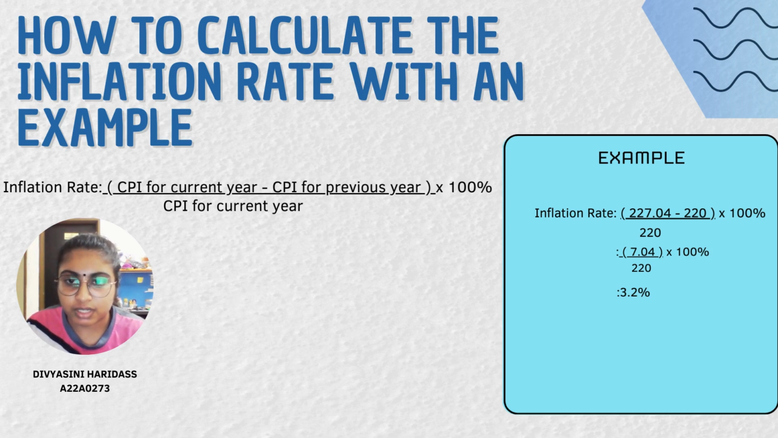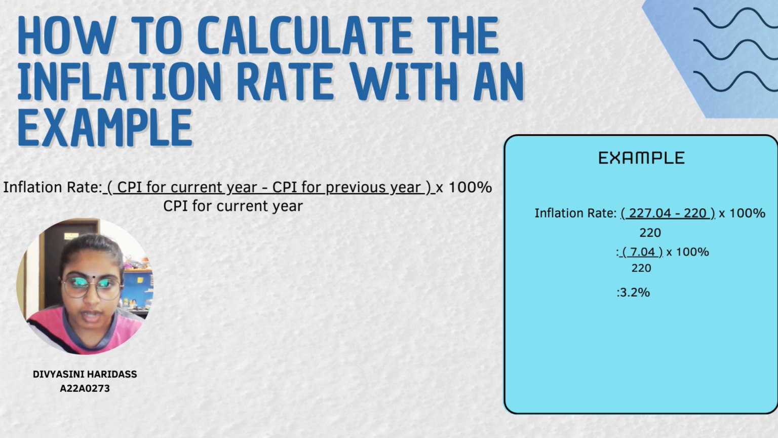Today I want to present how to calculate the inflation rate with an example. The formula for inflation rate is CPI for the current year minus CPI for the previous year, divided by CPI for the previous year, and multiplied by 100%.